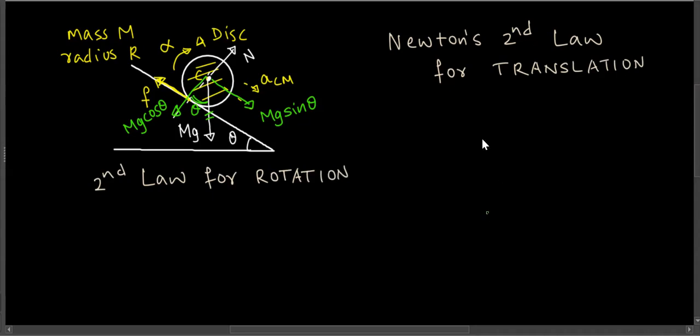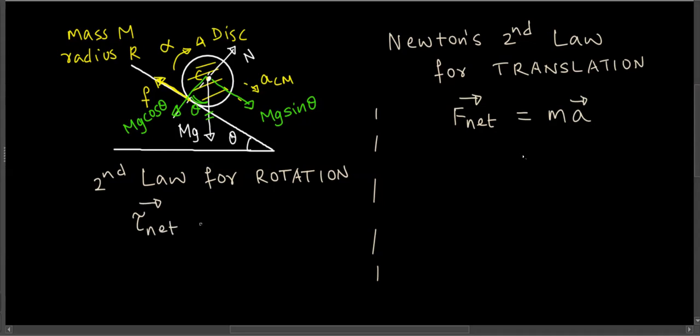Now if I look at, let's say, down the incline, I'll write side by side. Newton's second law for translation says the net force is equal to mass into acceleration of the object being analyzed. Now the counterpart, in rotations, of force is torque. So it says net torque. And the role of mass is played by moment of inertia. Instead of linear acceleration, we have angular acceleration.